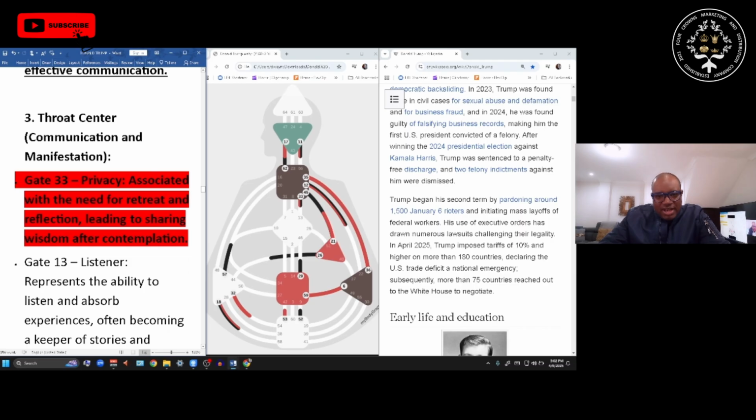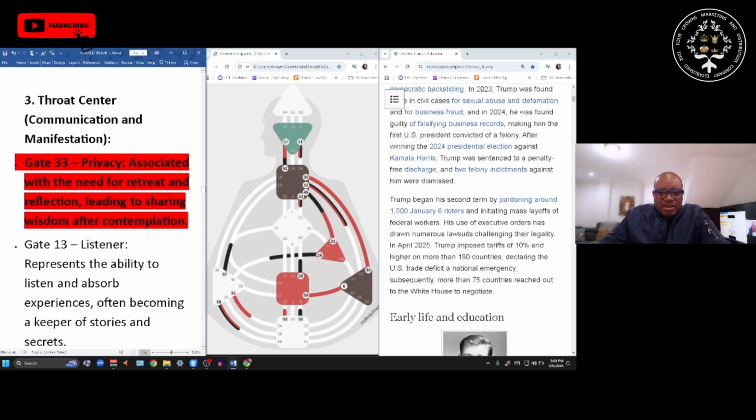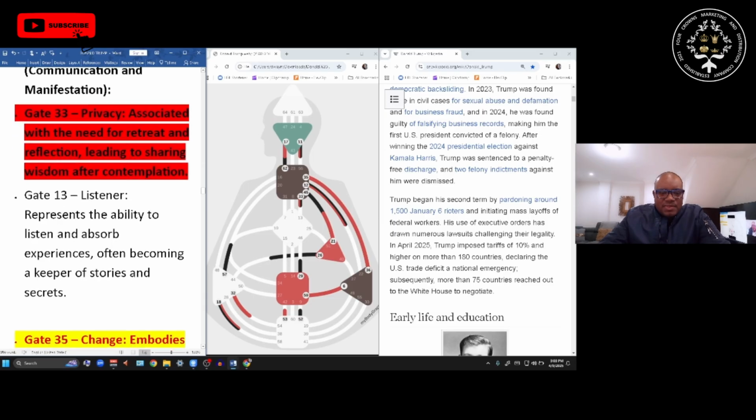So here's that 33 line that's going down into the G center, associated with the need for retreat and reflection, leading to sharing wisdom after contemplation. So usually when you observe President Trump, whenever things become tough, hard, or erratic, he will probably jump on his plane and go to Mar-a-Lago, where he could retreat a little bit and do some reflection. And then when he comes back, he could gain that wisdom so that he could share. And if you notice, that 13 gate is the others who are listening. That's who he is attracting, the people who want to listen to him.